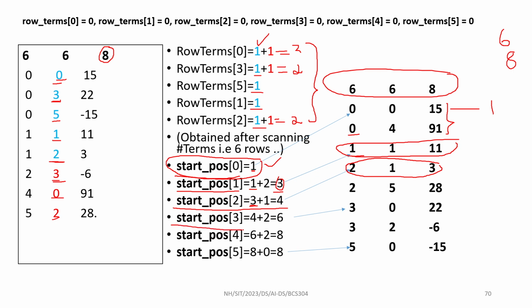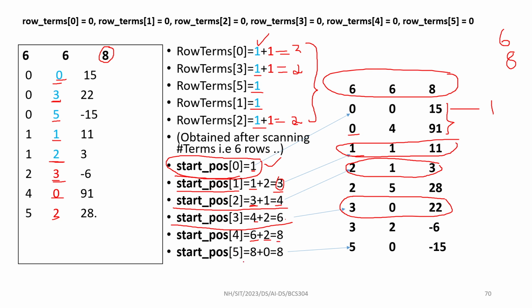What is the starting position of 3? Starting position of 3 is starting position of 2 plus row term of 2. Total 4 plus 2, that is 6. That is the sixth index, which is the starting place for 3. Next, starting position of 4 is starting position of 3, that is 6, plus row term of 3. Row term of 3 is 2. 6 plus 2 is 8.